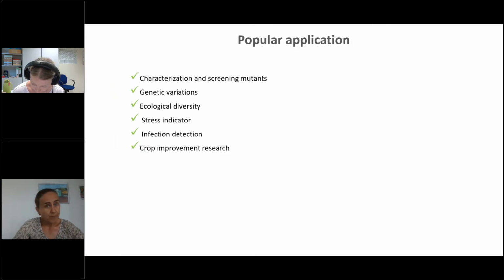So there is a range of applications, and at the end of my talk I will introduce some nice examples. We saw in Tracy's talk an example of screening and characterization, screening for example different treatments. But it's also a very useful tool for genetic variations, for ecological diversity screening, as a stress indicator, this we mentioned. And lately, and very important to say, and in the next talk we will hear this from Kerstin, it is a very important tool in crop improvement research.